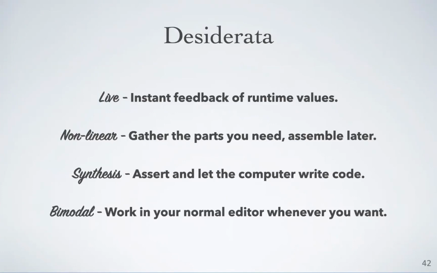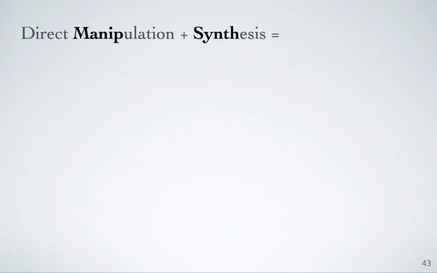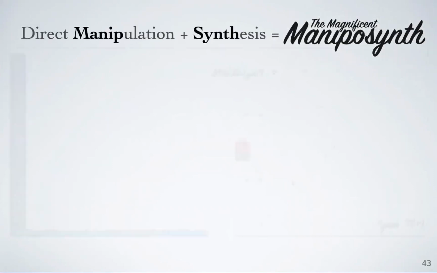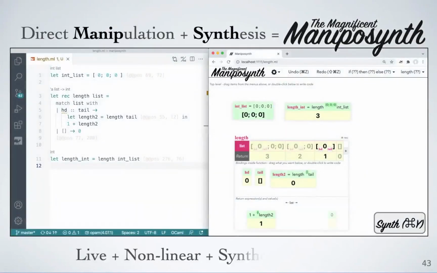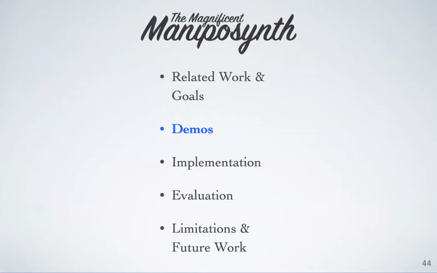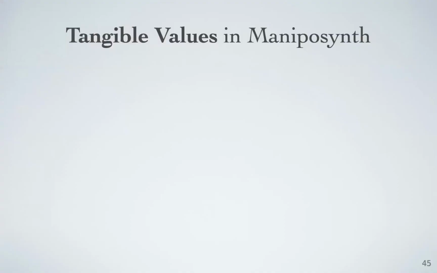And then finally, as with Sketch-n-Sketch, we want this to be a bimodal system, so you can always text edit if you need to. So we're making a direct manipulation system with synthesis. Let's call it the magnificent Manipusent. Here's what it looks like, and it's going to meet our goals. So to demonstrate how Manipusent works, let's first talk about how we're going to represent tangible values.